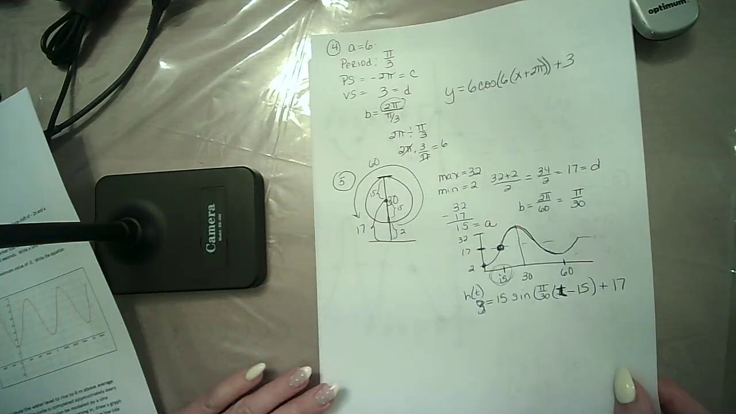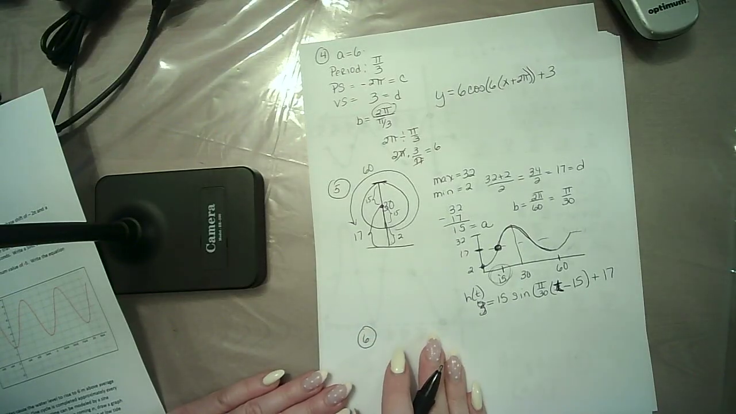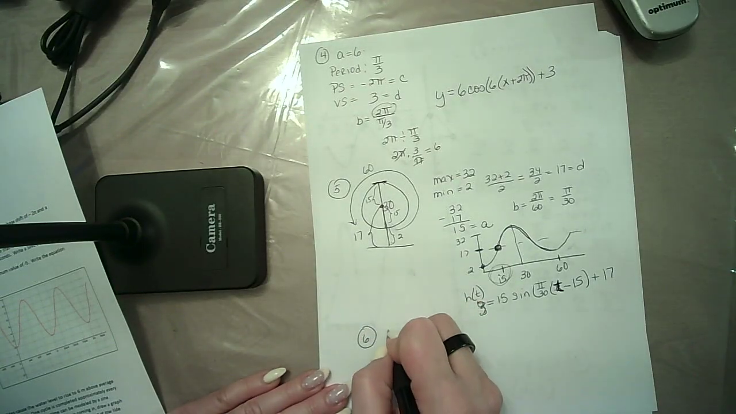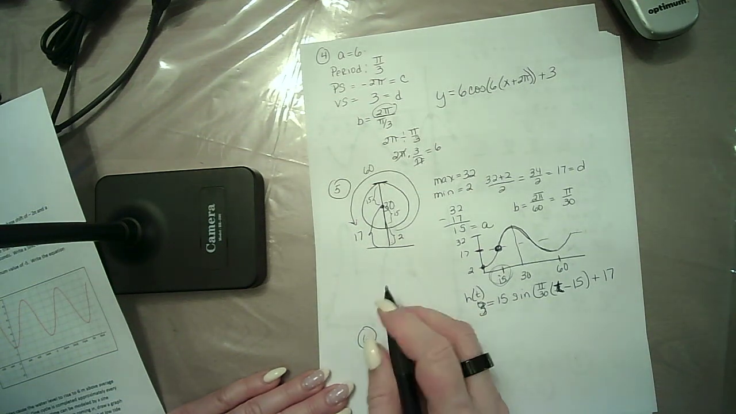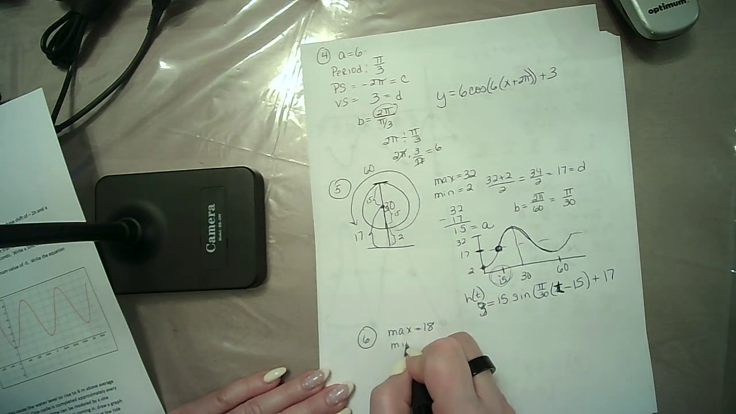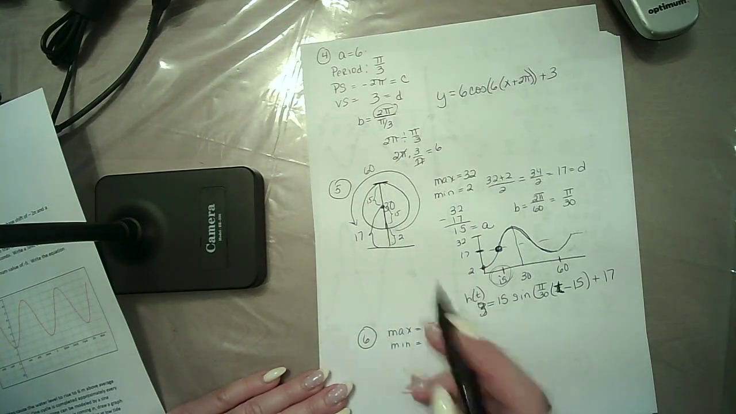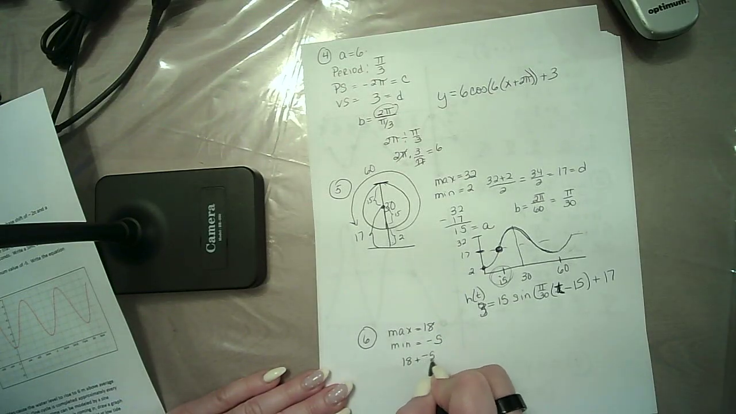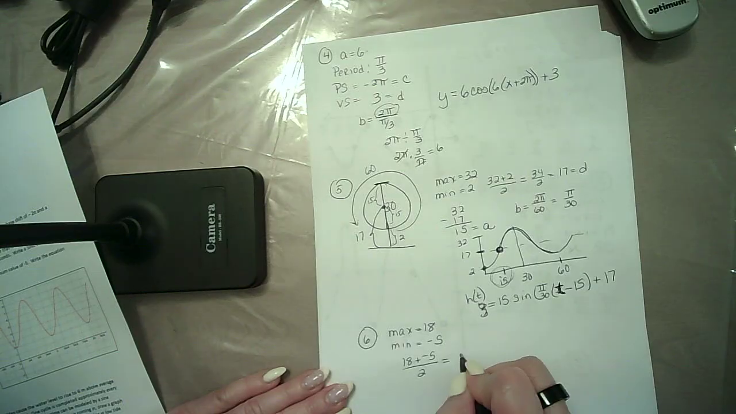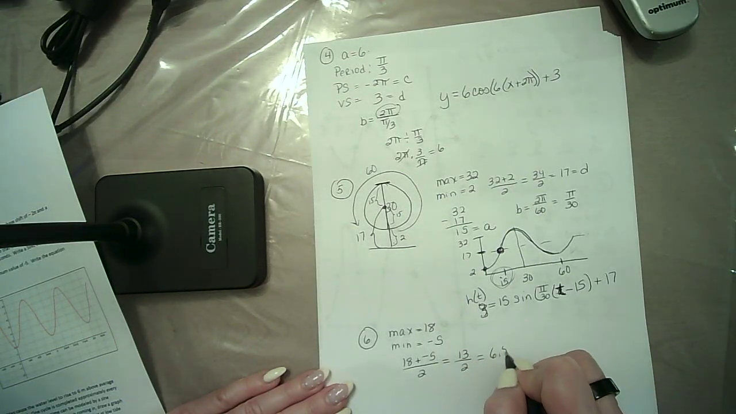Okay, number 6 states that a sine graph has a max value of 18 and a minimum value of -5. And they want you to be careful to write the equation of the midline. Well, we know how to find the midline. We have to do max plus min divided by 2. That's going to be 13 divided by 2, which is 6.5.